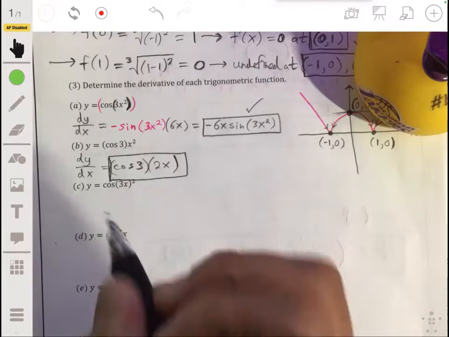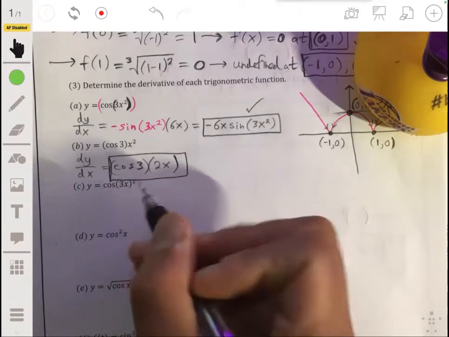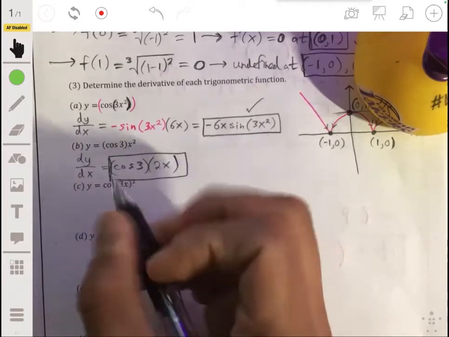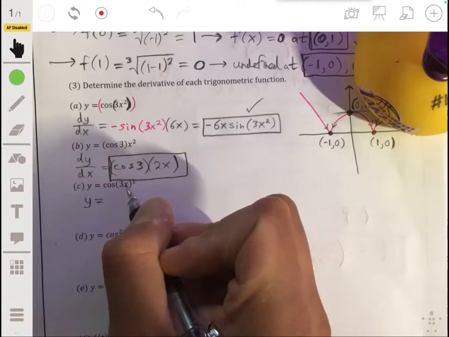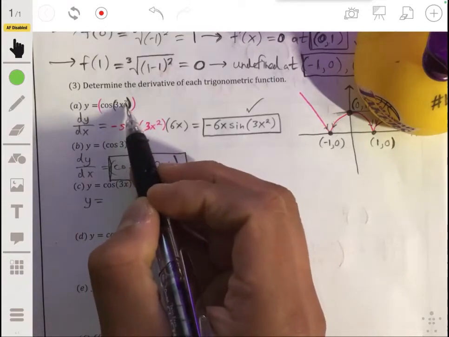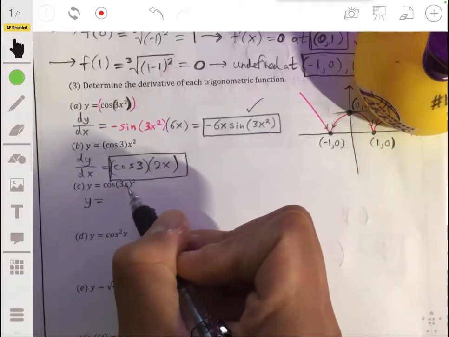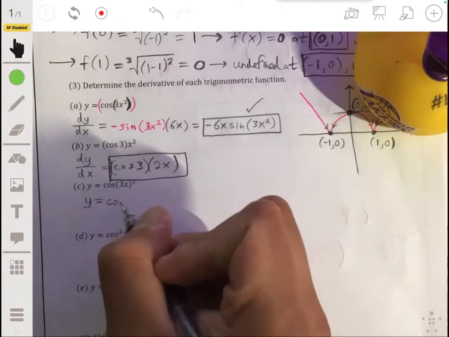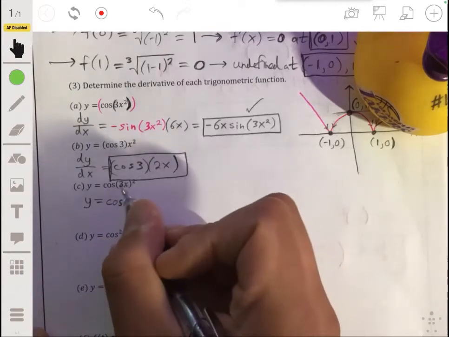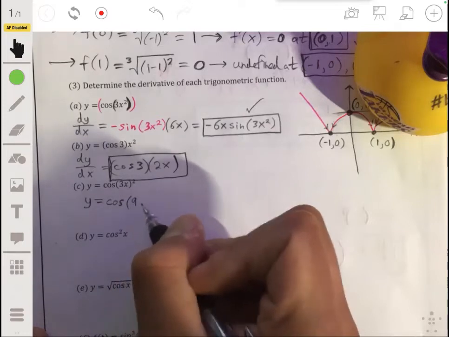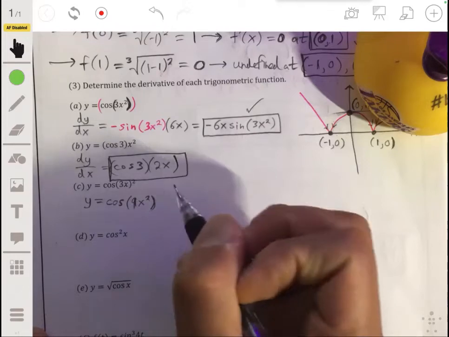Okay, now we have that y is equal to the cosine of 3x, and that's raised to the second power. So what's actually going on here is that the entire group 3x is being squared. See here, the square is only on the x, but here the square is on the 3 times x. So what this is actually saying is that we have the cosine of 3x times 3x, the cosine of 9x squared. That's another way to write the exact same thing.